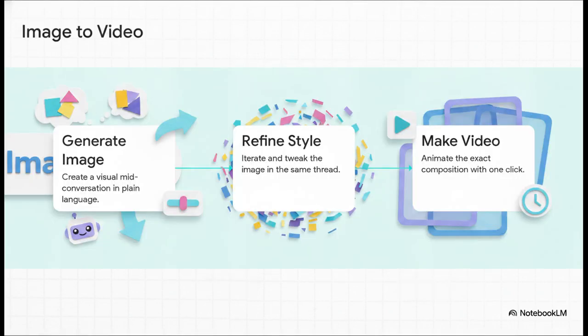Over inside the Imagine tab, you can organically refine an image generation and then magically animate that exact composition into a 10-second video clip with just one single click. So if you're mid-conversation, you can just ask Grok in plain English to generate an image. You tweak it line by line, like make it darker or make it more playful.